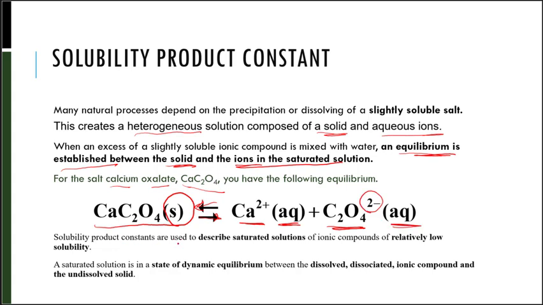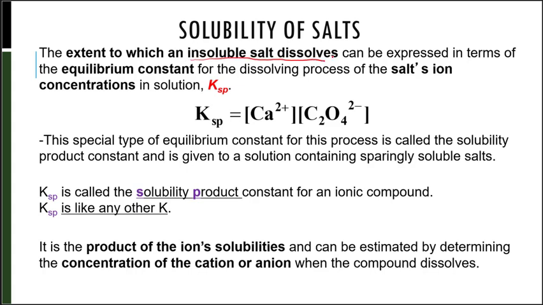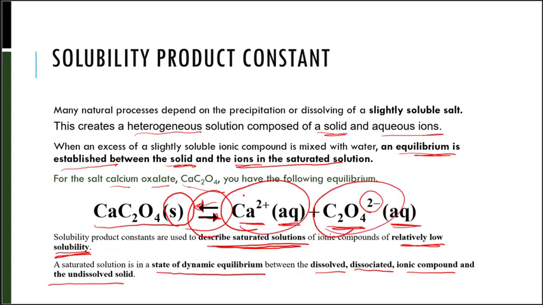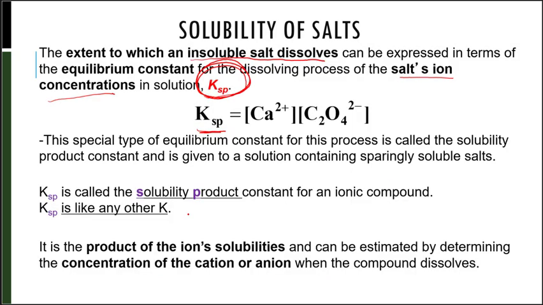The solubility product constants are used to describe saturated solutions of ionic compounds of relatively low solubility. A saturated solution is in a state of dynamic equilibrium between the dissolved, dissociated ionic compound and the undissolved solid. So the extent to which an insoluble salt dissolves can be expressed in terms of the equilibrium constant for the dissolving process of the salt's ion concentrations in solution. We call this the Ksp. And we express any equilibrium constant as products over reactants. Here are my products. I would show the concentration of Ca2+ times the concentration of the oxalate 2- all over the reactants, but notice my reactant is a solid, so we leave it out of our K expression.